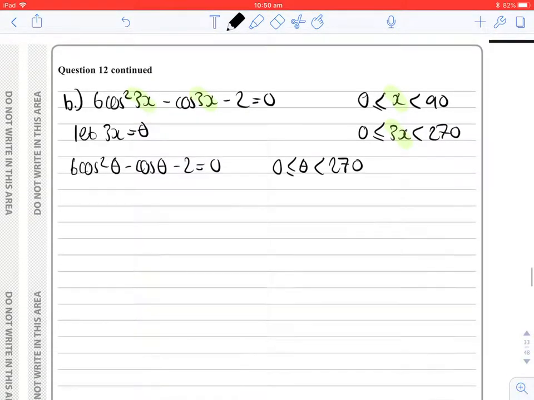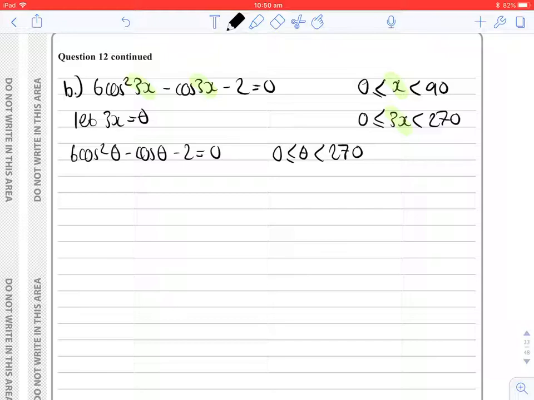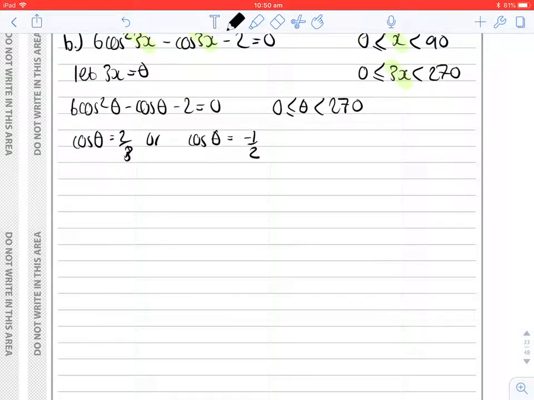Now you've got a quadratic in terms of cos theta here, so you can either use the quadratic formula, factorise, or use your calculator, but you'll get the solutions cos theta equals 2/3 or cos theta equals minus a half. What we're going to do is write out the two different solutions for theta, then do two separate CAST diagrams and compile all our answers together at the end. So if cos theta equals 2/3, we inverse cos 2/3, and we get 48.2 degrees. And if we inverse cos of minus a half, then theta is equal to 120 degrees.